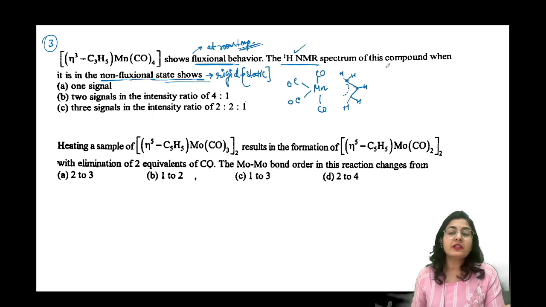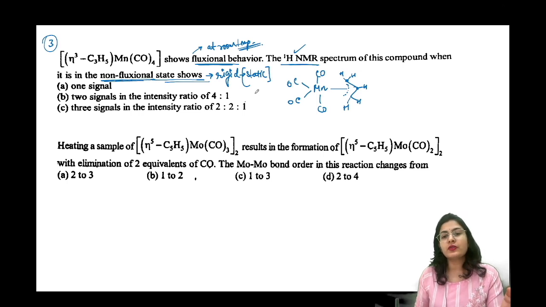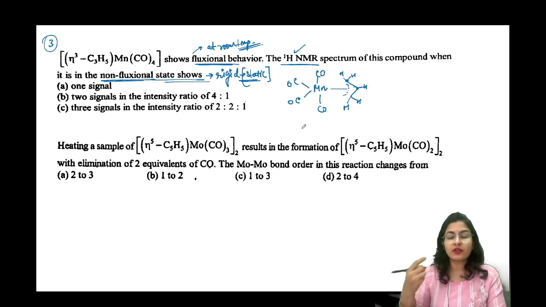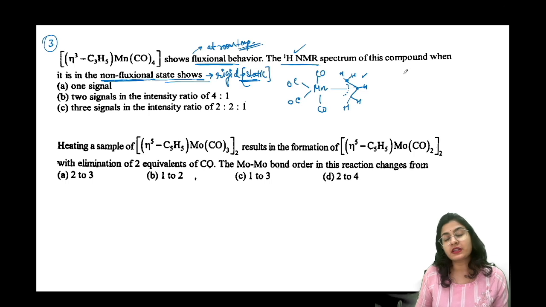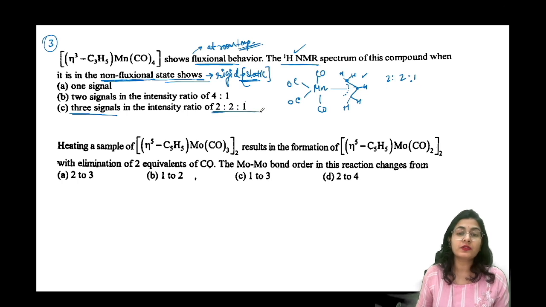So the proton NMR spectrum of this compound, when it is in the non-fluxional state, shows. Non-fluxional state we know is rigid and static, not moving. So if it is not moving, then you are going to get one signal for this carbon having two hydrogens, another for this, and another for this, which is going to be one. So it is going to be 2:2:1. You are going to get three signals in intensity ratio of 2:2:1 when it is in the non-fluxional state.